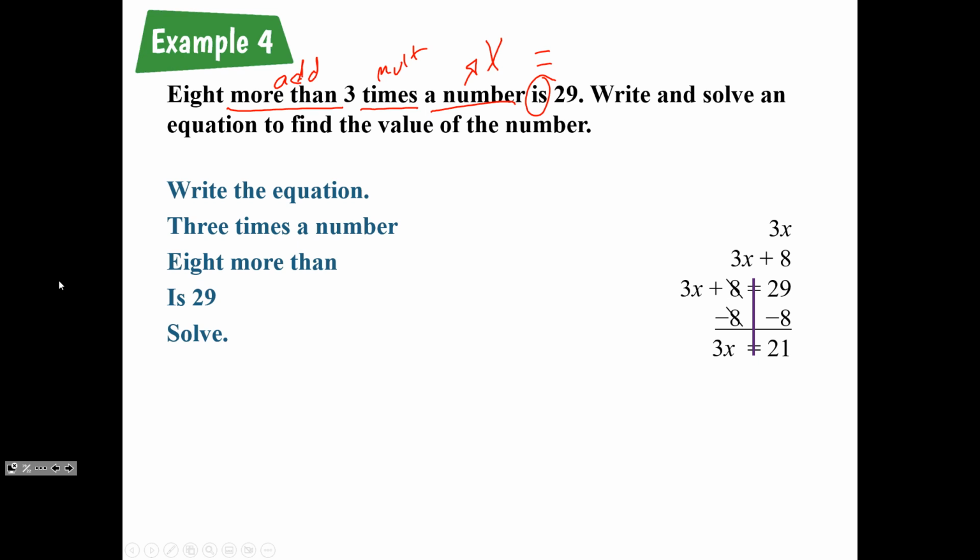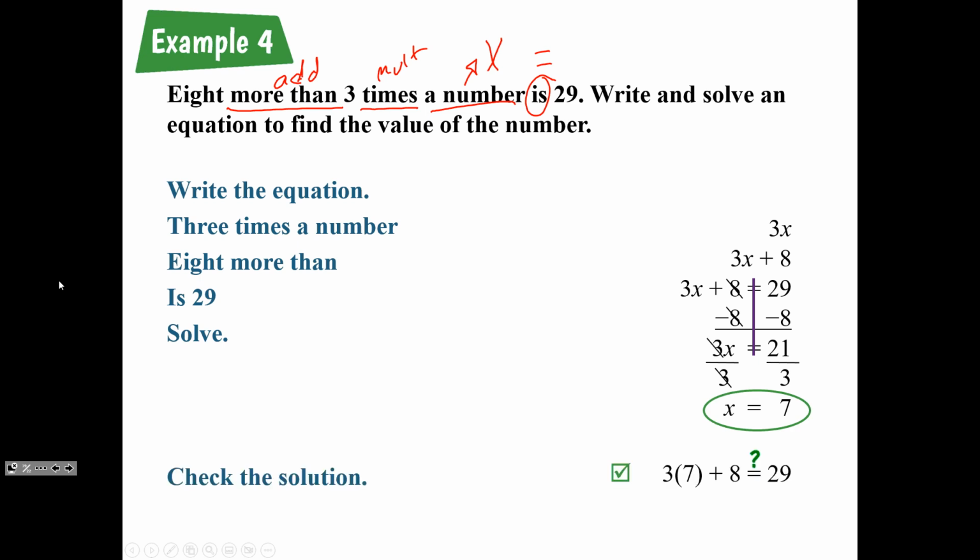Then it's just a 1-step equation, right? Our x is being multiplied by something, so how do we undo the multiplication? Division. We divide by 3 on both sides. Our x is equal to 7. Okay? And the way that we would check this is we just plug in 7 for x.